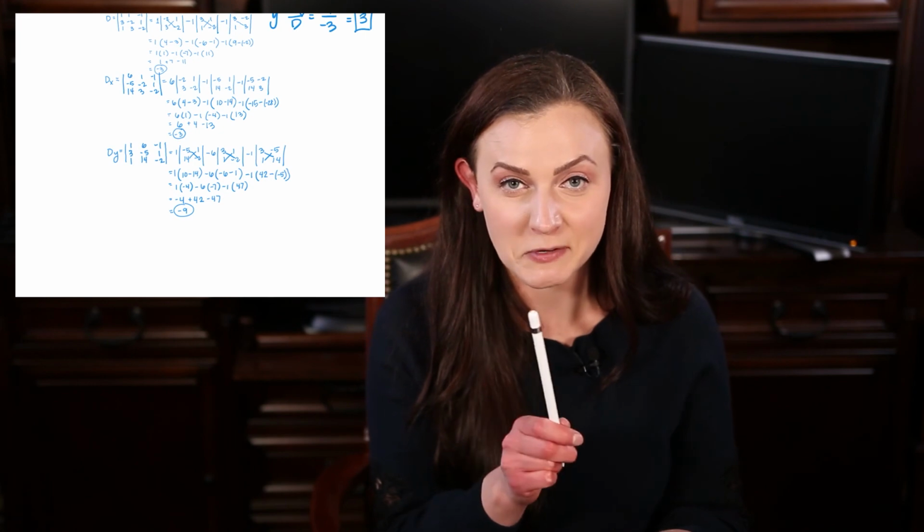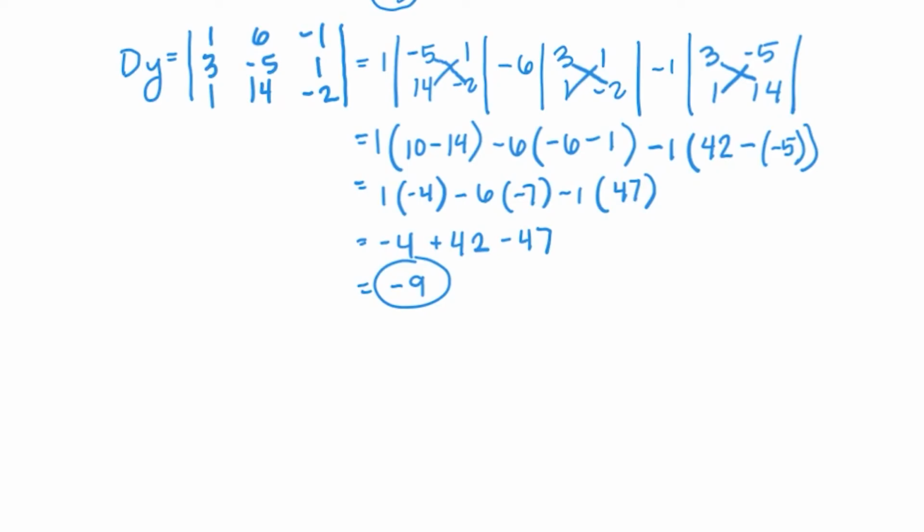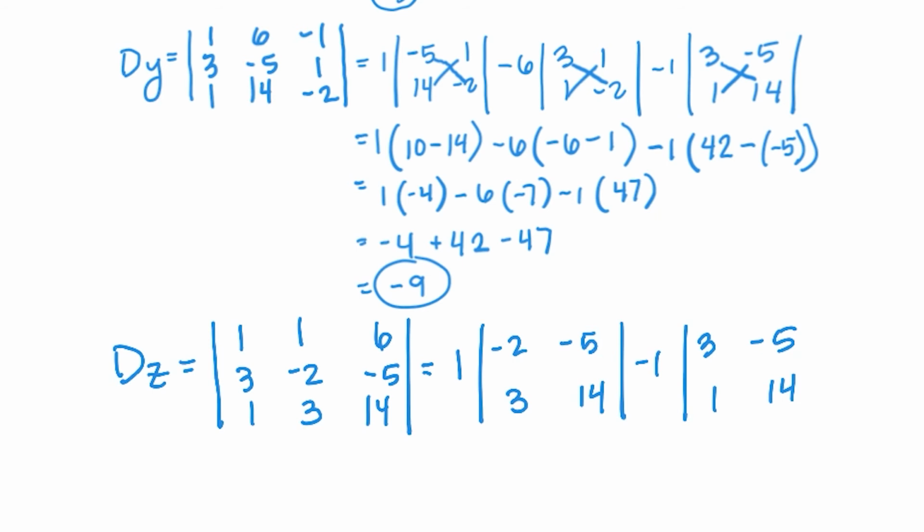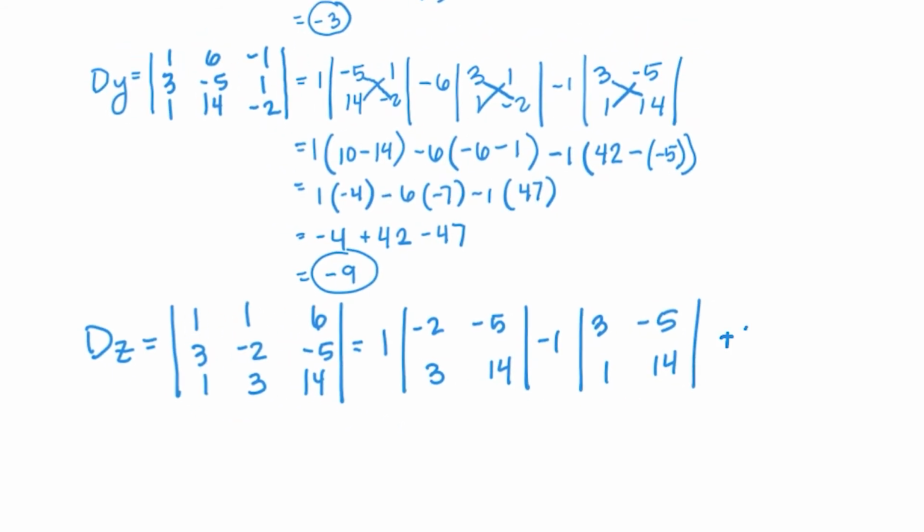Finally, one more step, and then we're done. We just have to find d sub z. So hopefully you can see the pattern now. The only column that's going to change this time is the third column. So we have 1, 3, 1, 1, -2, 3, and then we replace the third column with 6, -5, 14. So we're going to have 1 times the 2 by 2 of -2, -5, 3, 14, minus 1 times the determinant of 3, -5, 1, 14, plus 6 times the determinant of 3, -2, 1, 3.